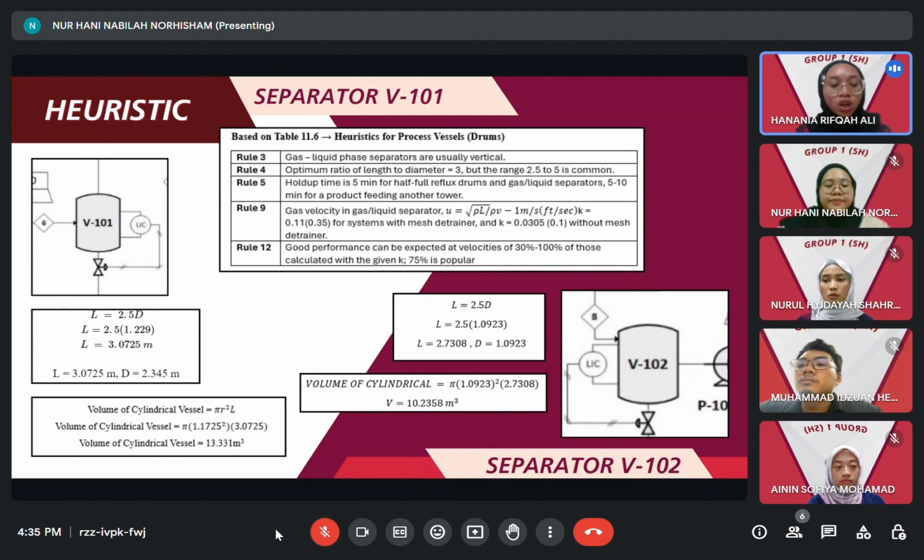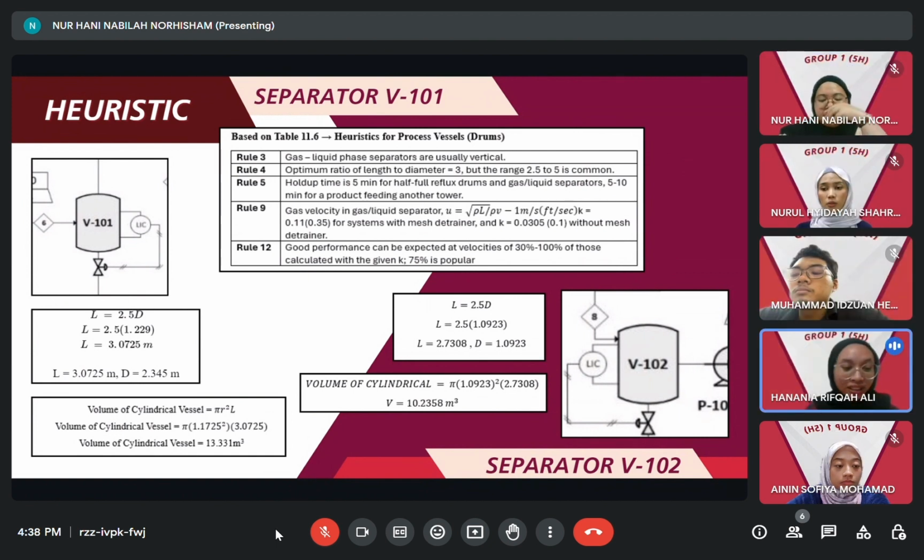So next, separator vessel 2. Using the same rules as vessel 1, we calculate U equal to K square root of density of liquid over density of vapor minus 1. For the K, we use without the mesh detrainer. Then we use the formula volume of liquid 0.5 L pi D square over 4. We found the D, which is 1.0923 meter, so L equals 2.9308. For the volume, we use cylindrical volume, which is pi r square L, and the V is 10 meter cube.